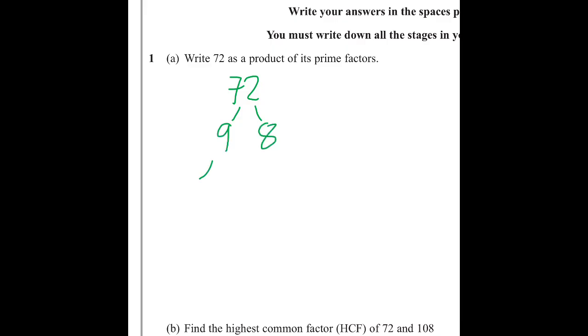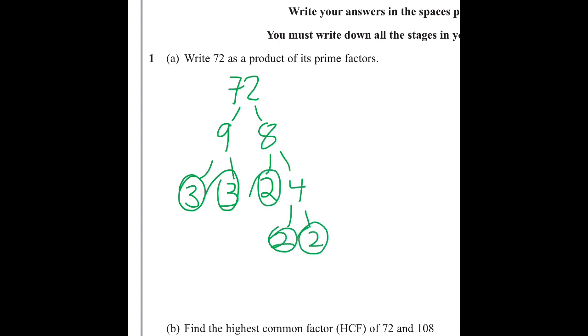Whenever you get a prime number, the idea is to circle it. 9 is not prime because we can break it down into 3 and 3. Circle both of those. 8 is 2 and 4. 2 is prime, 4 is not. And then let's wrap it up with 4, which is 2 and 2, right? So we've got all the prime factors there circled.